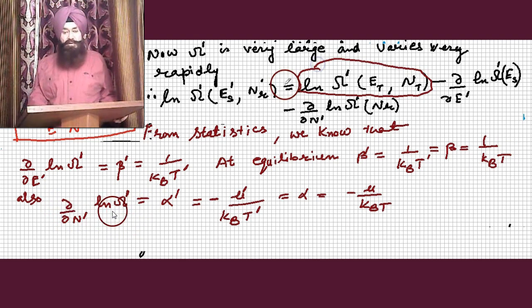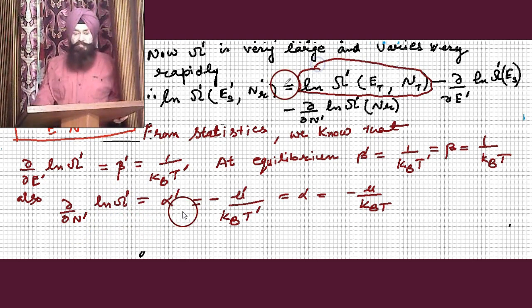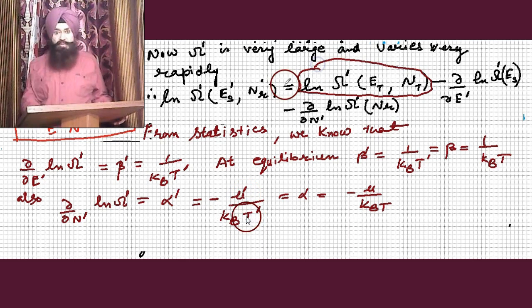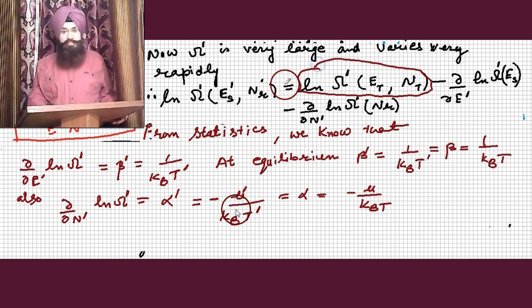Similarly, the partial differentiation of log of omega dash with respect to N dash, we call it alpha dash. Alpha dash is the minus of thermodynamic potential mu dash upon Kb into T dash, because it is with the heat bath. This is a parameter of the heat bath. But in equilibrium, mu dash attains the same value as mu. Mu is the same for system and heat bath. T dash also becomes T. But keep in mind, alpha is with negative value. Alpha is minus of this and beta is this.